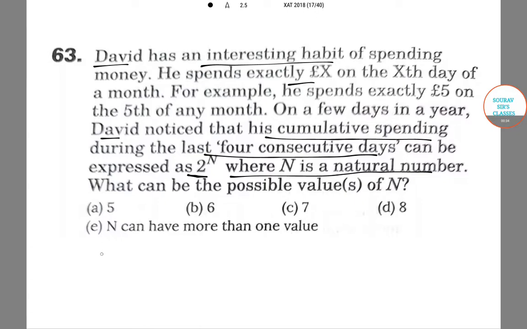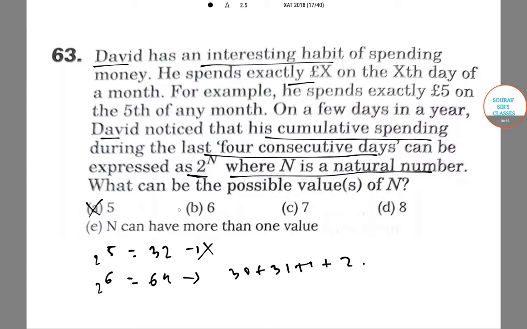Now say, taking the first option, 2 to the power 5 is equal to 32. Now, this cannot be represented as a sum of 4 consecutive days, so this is not possible. Option B, 2 to the power 6, so we get 64. Now this can be represented as 30 plus 31 plus 1 plus 2. So this is the correct option.